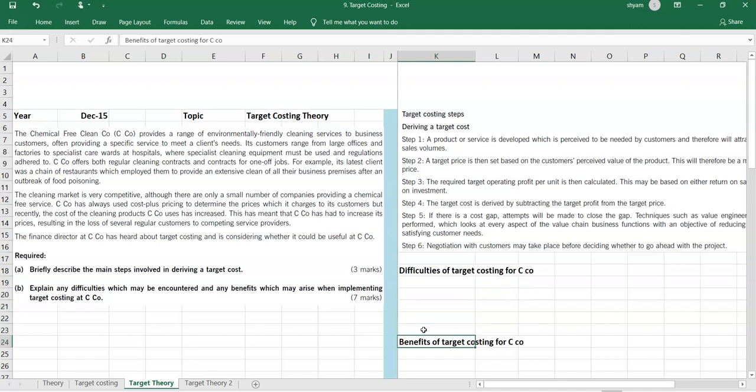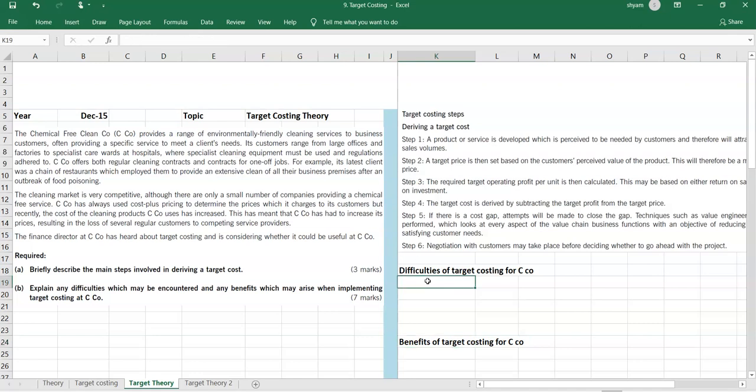So we'll start. The Chemical Free Clean Co. provides a range of environmentally friendly cleaning services to business customers, often providing a specific service to meet a client's need. Its customers range from large offices and factories to specialist care wards at hospitals where specialist cleaning equipment must be used and regulations adhered to.